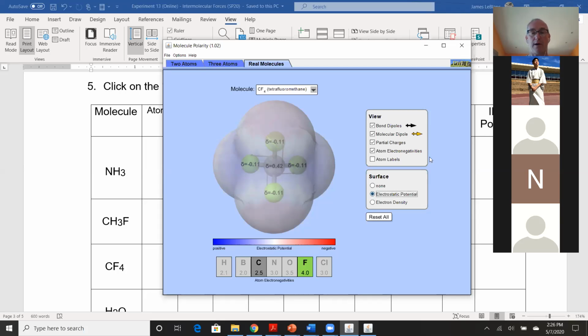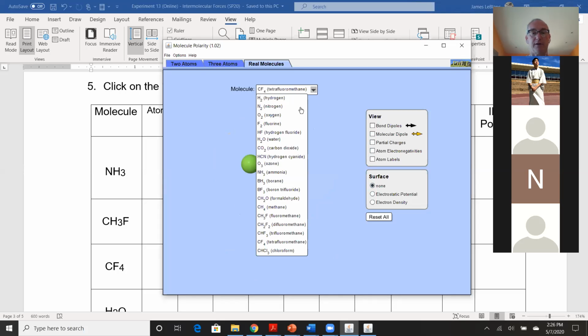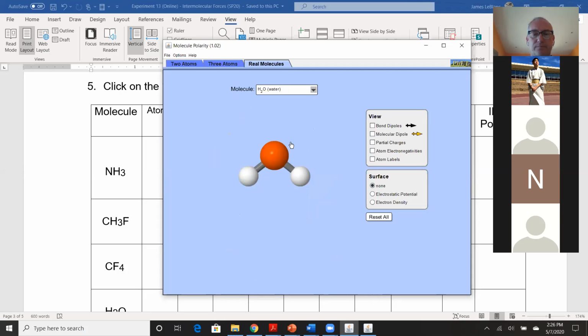So let's look at water. We sort of looked at water already. We should probably know how this is going to go down. Water. Wait a minute, where's water? Oh, there it is. All right, there's my water. So I got my oxygen in the middle. So let's look at the electronegativities. Oxygen 3.5, hydrogen 2.1.